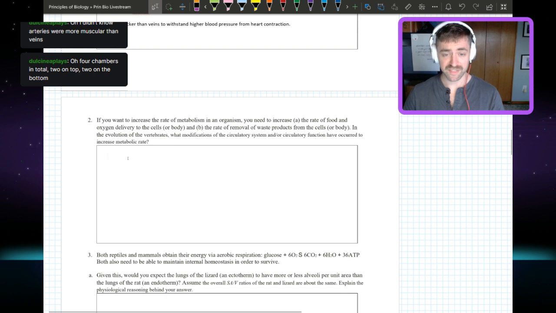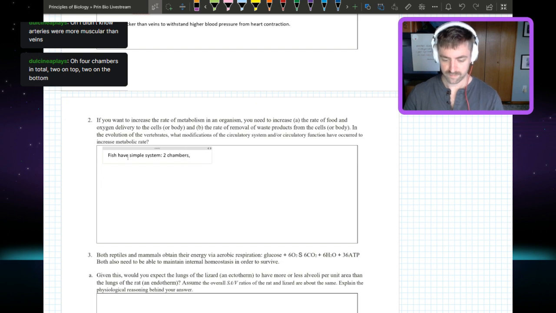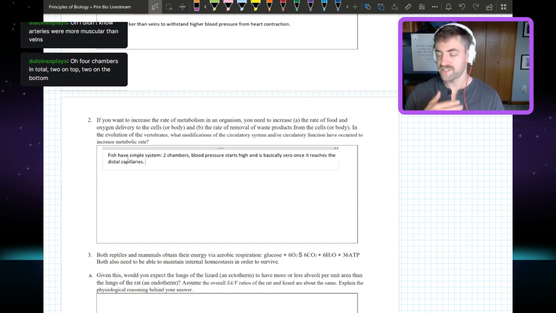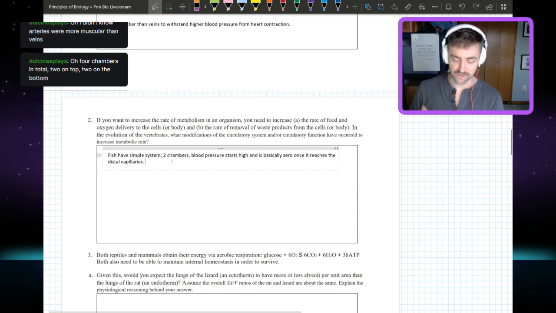Blood pressure is relatively high, but by the time it gets to the rest of the tissue, it's basically zero. Distal means further away from the center of the organism. Proximal would be closer.